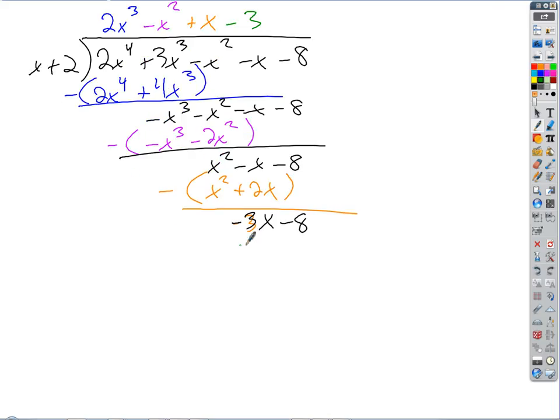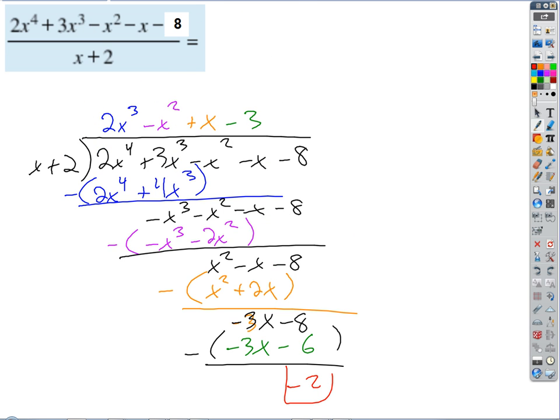If I distribute that through, I get negative 3x minus 6. I'll subtract the whole thing and get what? The x's cancel. Negative 8 minus negative 6 is negative 2. So that's my remainder, right? Everybody agree? Okay, now watch how much more quickly I can do this. In fact, I can do it right up here. I don't even need very much room.